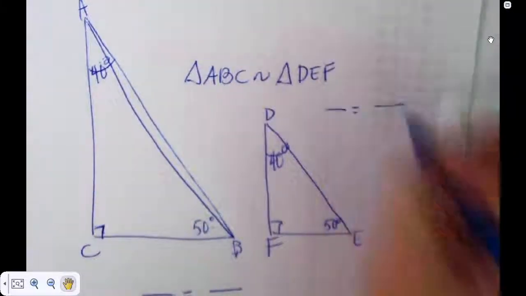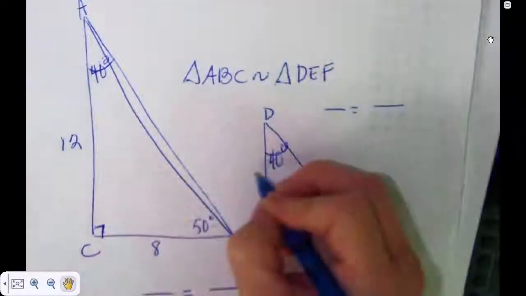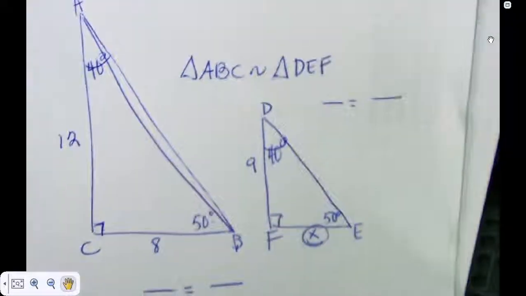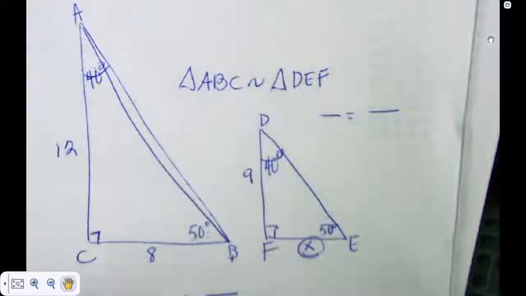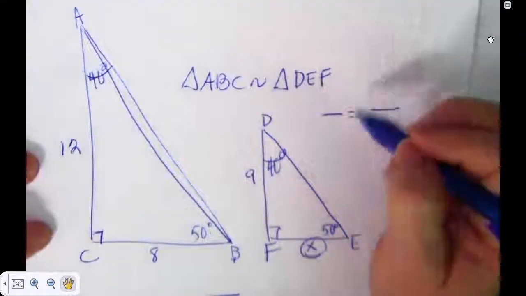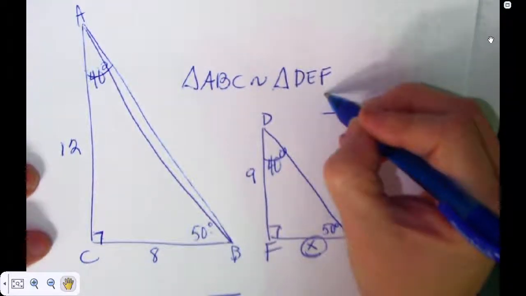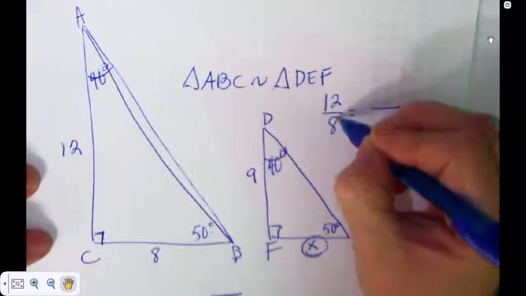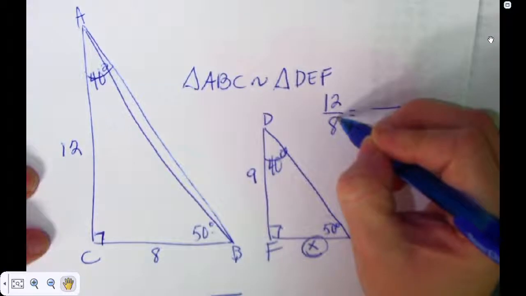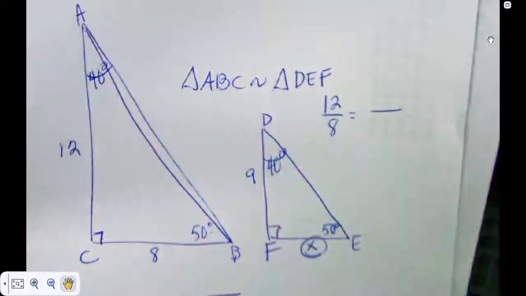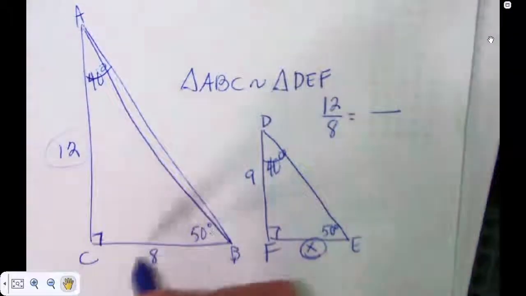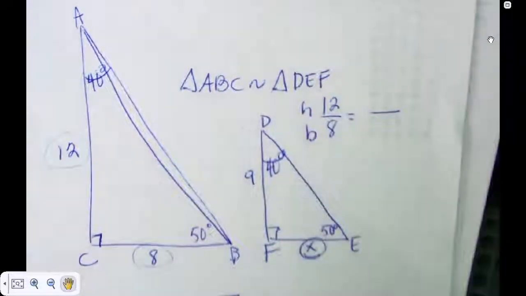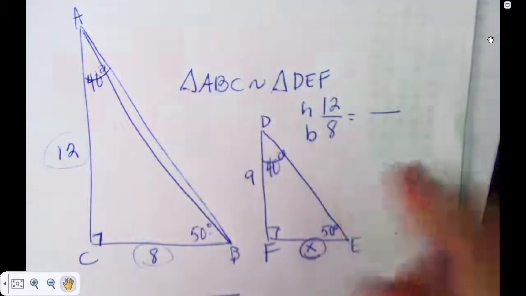Wait, let me write it up here. So if that's 12 and that's 8, this is 9, and I'm trying to find the length of that side right there. How would I write this as a proportion? Let's do 8. We could do 9, but it confuses some people. I write it like I see it. 12 over 8. 12 is the height. 8 is the base. 12 over 8 equals.